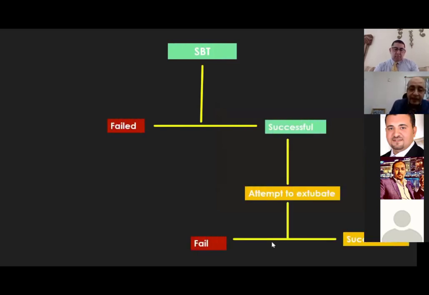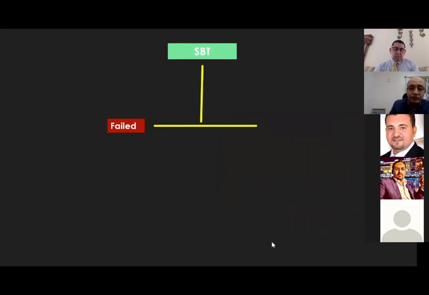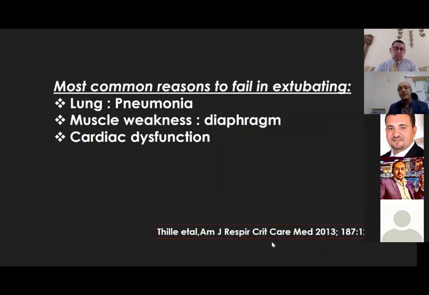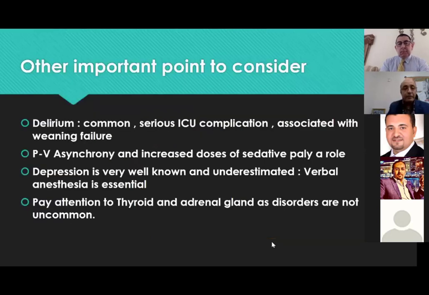Again, when you attempt a spontaneous breathing trial, you have one of two pathways: either the patient is successfully weanable and will be extubated, or they fail. My focus here is going to be if your patient fails. In the literature, if you go to any review, you're going to see people talking about the most common reasons to fail. The most common reason to fail in this sequence is lung muscle weakness, specifically the diaphragm, and cardiac dysfunction. But this doesn't mean that you should ignore these other very important factors that cause weaning failure.